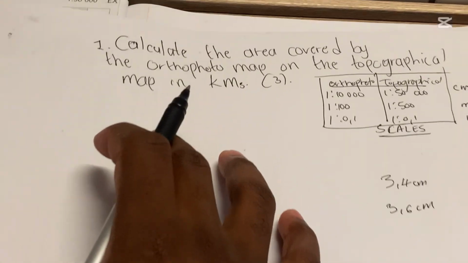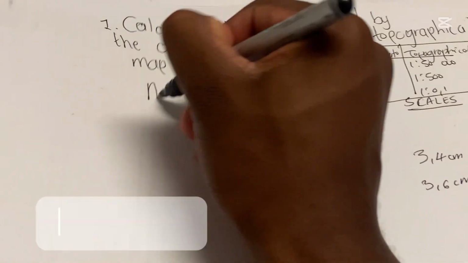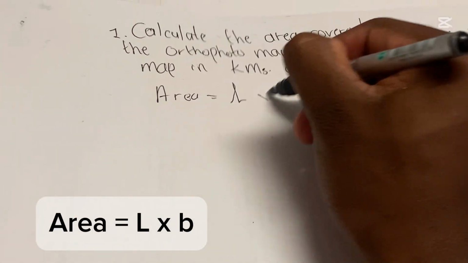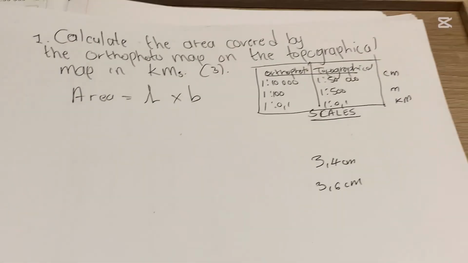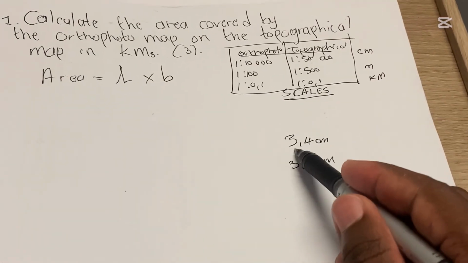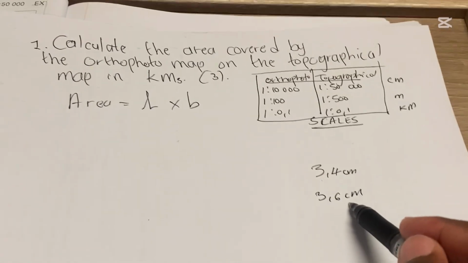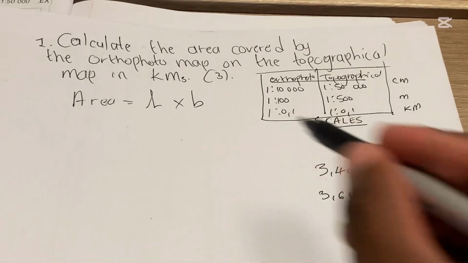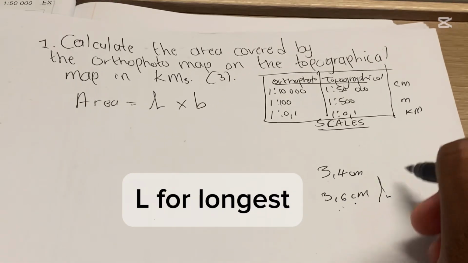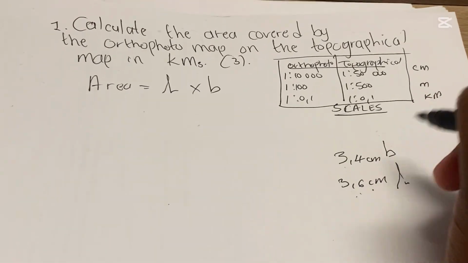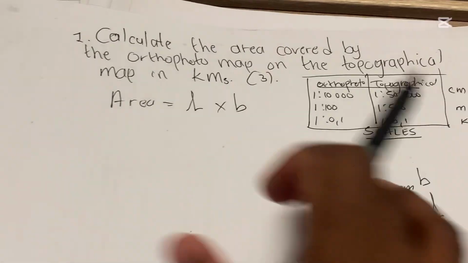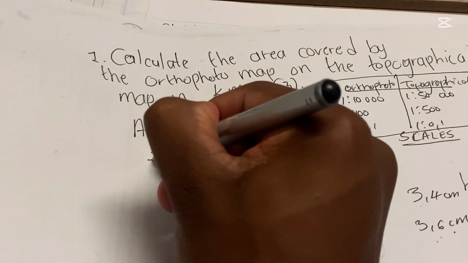Now our formula for area equals length times breadth. Our formula for area is length times breadth. Now we have our two sides, 3,4 centimeters and 3,6 centimeters. Our length must always be the longest side. So our 3,6 is our length and our breadth is 3,4. Okay. Now to find our answer, we'll do this.